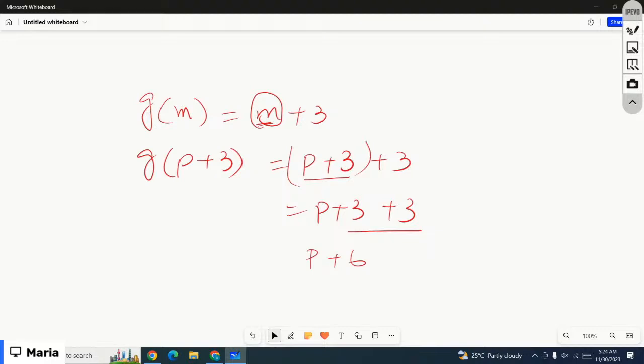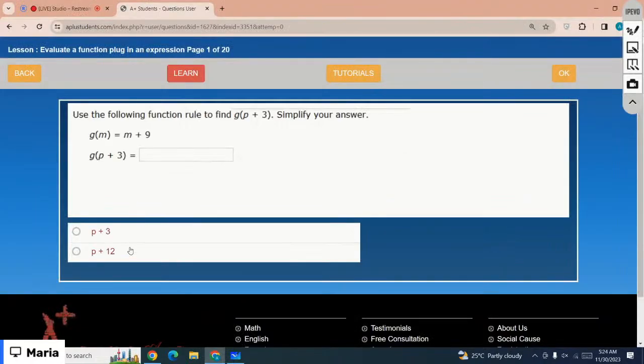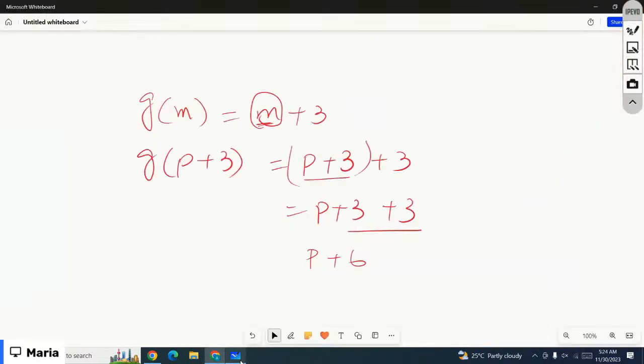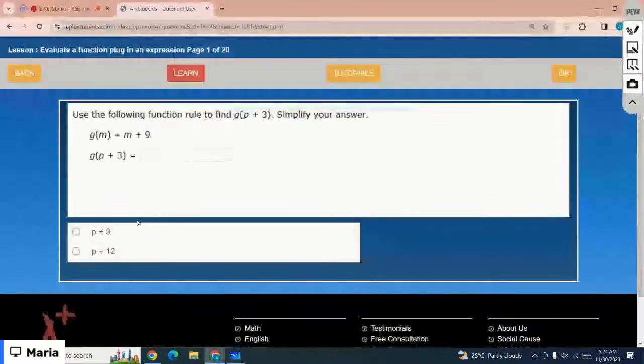So just select the correct option. That is m plus 9, sorry. 9 plus 3 is 12. That is 9, and 9 plus 3 is 12. So here you have p plus 12, right? The correct option is p plus 12. Option 2 is the correct option, right?